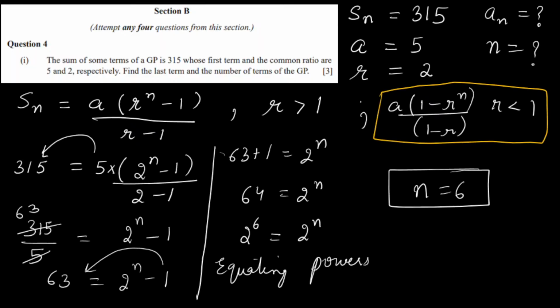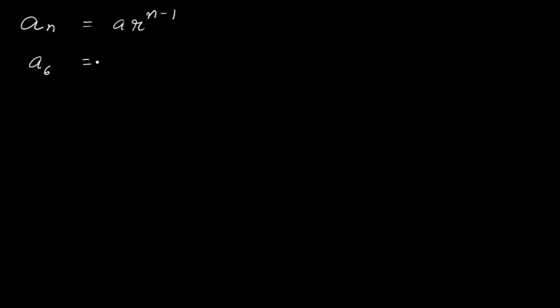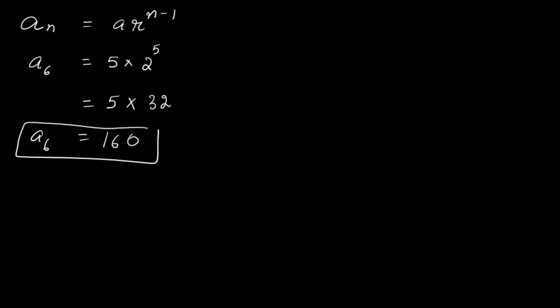A's value is given to us as 5, R is 2, 2 to the power 6 minus 1. 6 minus 1 is 5. So 5 into 2 to the power 5. 2 to the power 5 is 2 into 2 into 2 into 2, 5 times, that is 32. So that is 5 into 32. Now we can just multiply. So this is equal to 160. Sixth term is equal to 160.